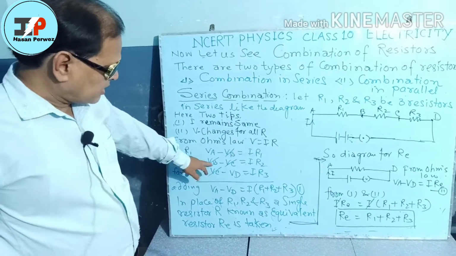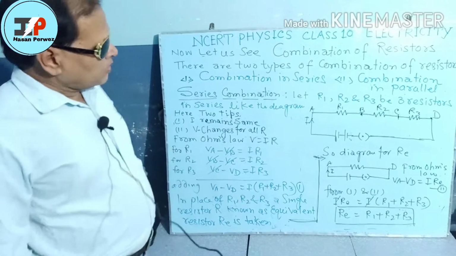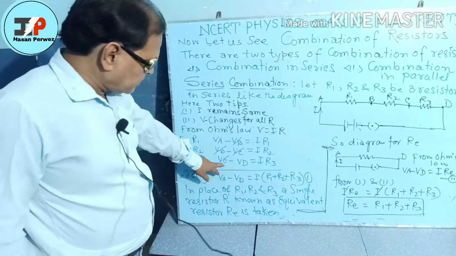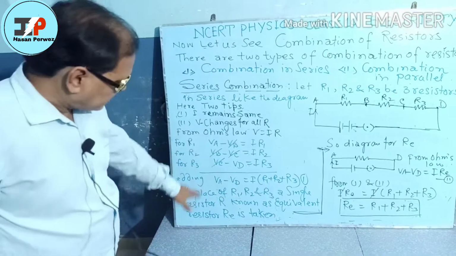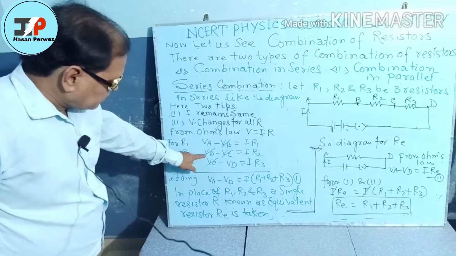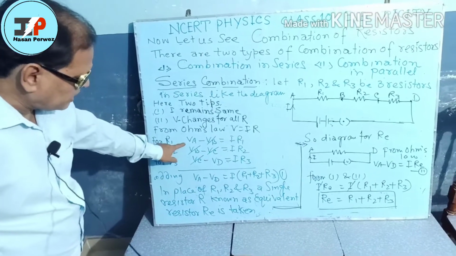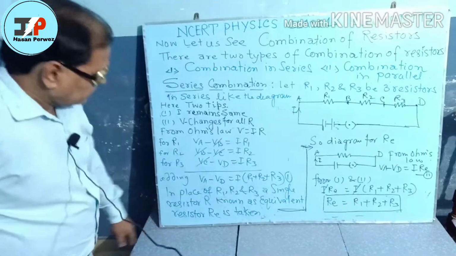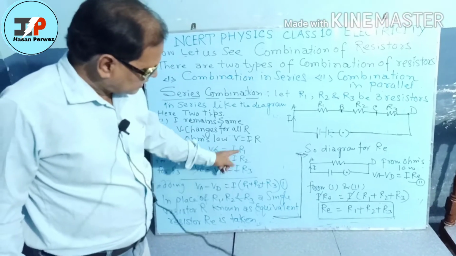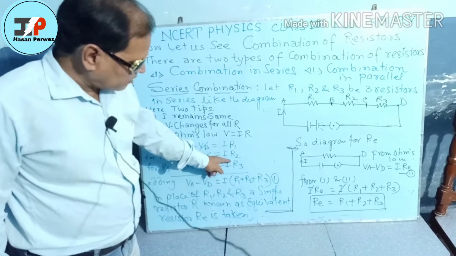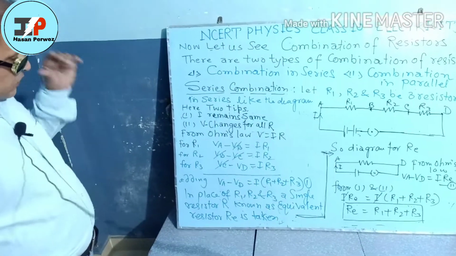For R2 in the same manner, VB minus VC is equal to IR2. And for the third, VC minus VD is equal to IR3. When you add up, minus VB plus VB will be cancelled, minus VC plus VC will be cancelled. You will be left with VA minus VD is equal to I, taken common, into the bracket R1 plus R2 plus R3. Let us say this is the first equation.